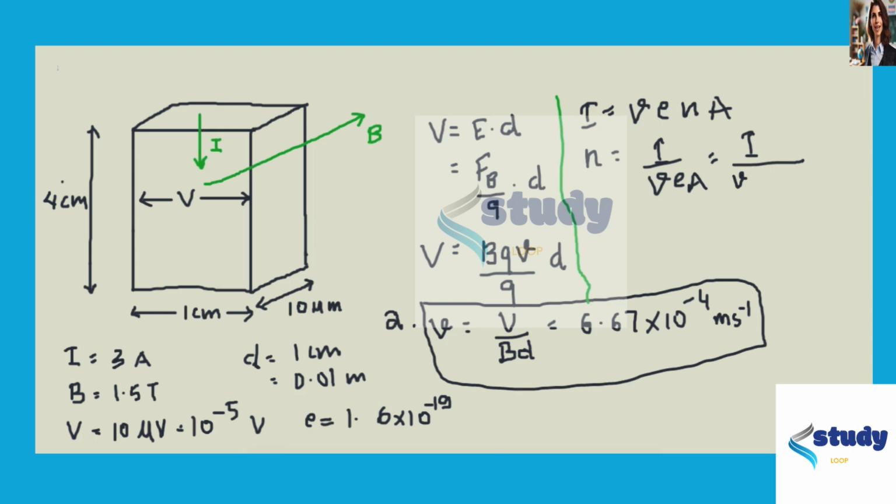And the surface area is what? The cross-sectional area, this is the cross-section, right? So 1 cm is equal to 0.01 in meters, and 10 micrometers is equal to 10 to the power minus 5 meters.